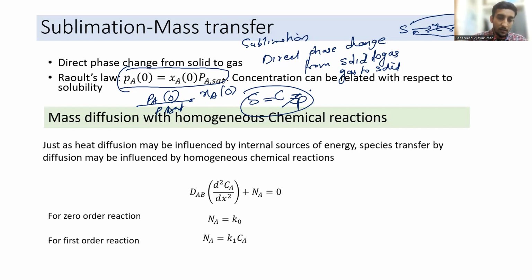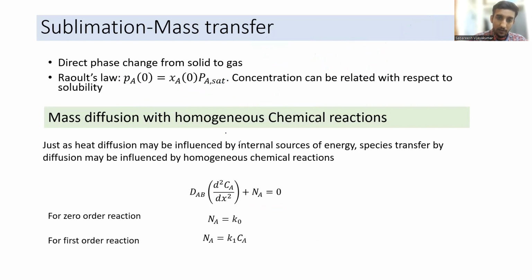Okay. Then another case is mass diffusion with homogeneous chemical reactions. Just as heat diffusion may be influenced by an internal source of energy, species transfer by mass diffusion can be influenced by homogeneous chemical reaction. So what is a chemical reaction essentially? Suppose a species A reacts with B, giving C. So a new mass is created.